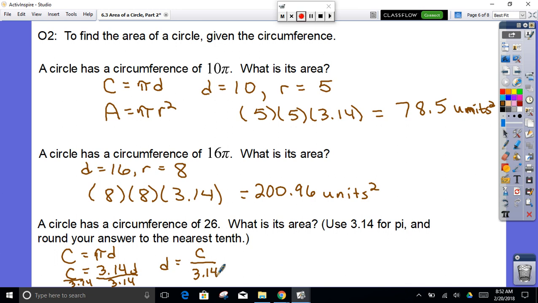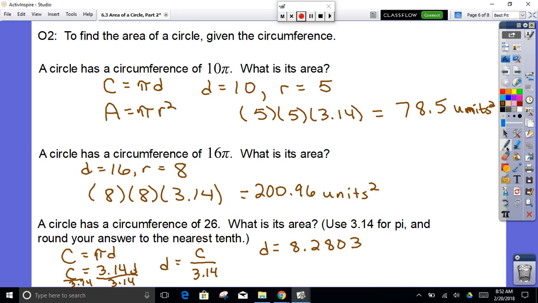Remember when we measured the circles and you measured the circumference and you measured the diameter and you did circumference divided by diameter to come up with pi? We're doing the reverse of that, doing circumference divided by pi to come up with the diameter. So if we take 26 and we divide by pi, or the approximation of pi, we get that the diameter is about 8.2803. I'm going to take it out to a lot of decimal places so that when I round to the nearest tenth at the end, it's accurate.